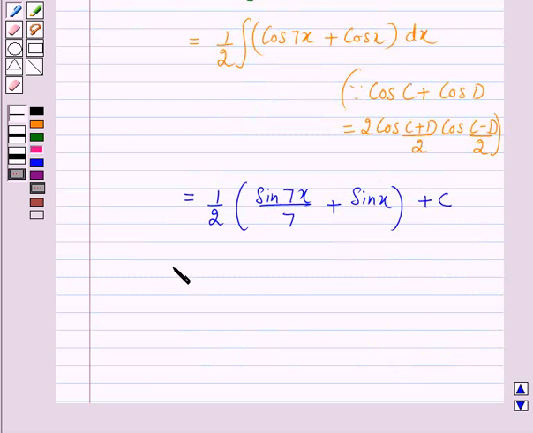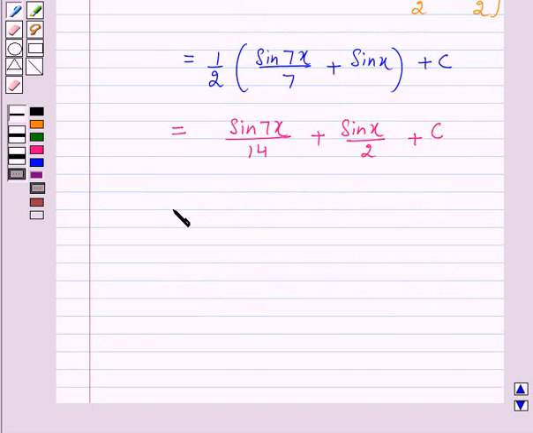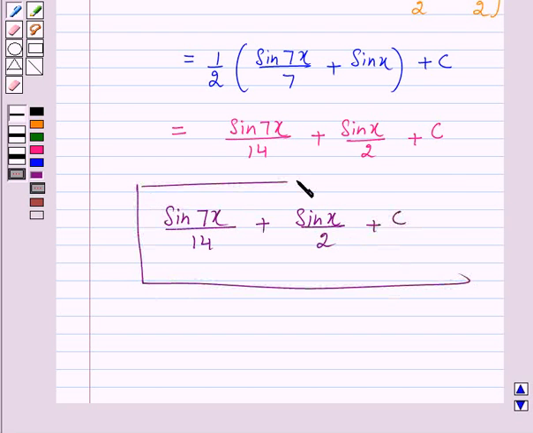and this is again equal to sin 7x over 14 plus sin x over 2 plus c. So sin 7x over 14 plus sin x over 2 plus c is the answer of the above question.